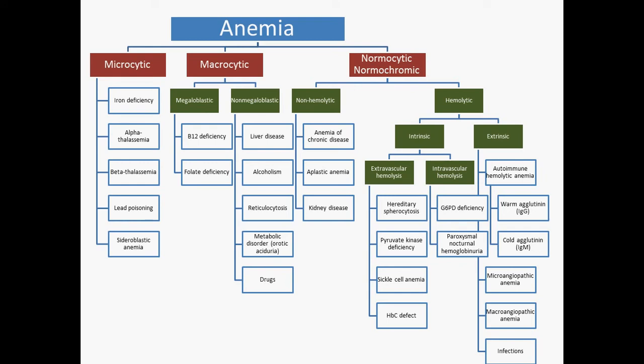So the three major types of anemia include microcytic, macrocytic, and normocytic anemia. Now those different types are referring to the average size of the cell measured by the mean corpuscular volume, the MCV. So the normal red blood cell is between 80 and 100 on the MCV. And so anything smaller than that would be microcytic, anything bigger than that would be macrocytic.